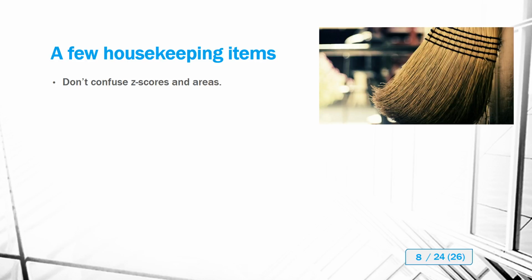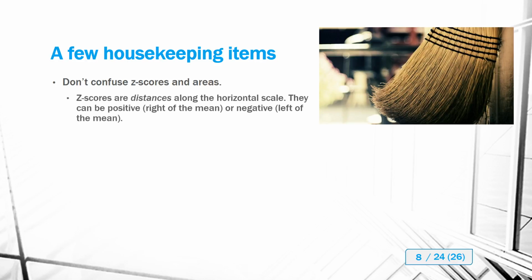As you're working these problems, don't confuse z-scores and areas. Some students get these confused. Remember, z-scores and areas are living in the same jungle. They are related, but they are not the same animal. Z-scores are distances along the horizontal scale. Remember the definition of z-score, the number of standard deviations away from the mean. So it's a distance. It has only one dimension to it. Z-scores can also be positive, meaning we can have z-scores to the right of the mean, or they can be negative if they're left of the mean.